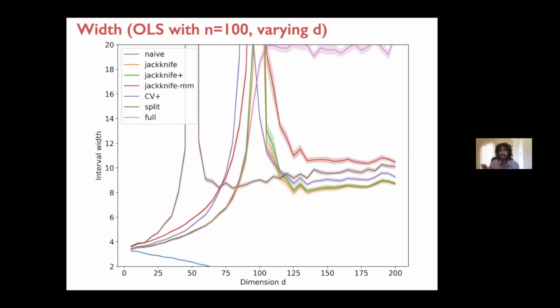And okay, so that's nice. Now, what you see with split, of course, is that split is spiking at 50, and the reason is because it's fitting ordinary least squares on 50 data points. And so when d is 50 and n is 100 and it uses 50 data points to fit, that's when it is unstable. And so its width spikes at 50, and it's actually very nice at 100.